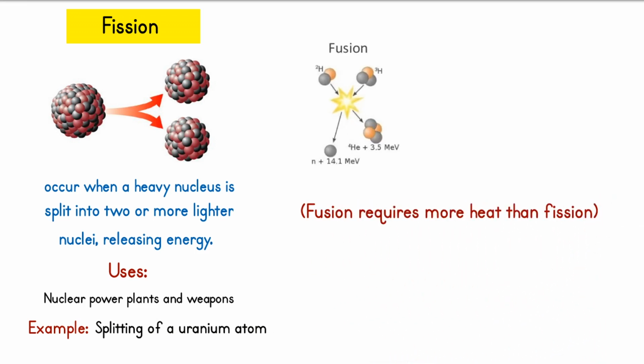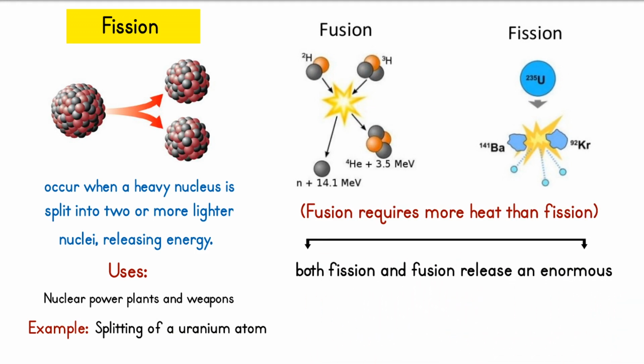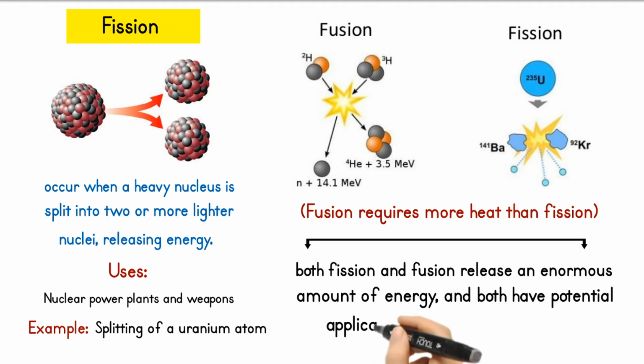This is because fusion involves the combination of 2 lighter nuclei to form a heavier nucleus, which requires a tremendous amount of energy to overcome the strong repulsive force between the positively charged nuclei. In contrast, fission involves the splitting of a heavy nucleus into 2 lighter nuclei, which releases energy due to the conversion of a small amount of mass into energy according to Einstein's famous equation, E equals mc squared. However, both fission and fusion release an enormous amount of energy and both have potential applications in energy production.